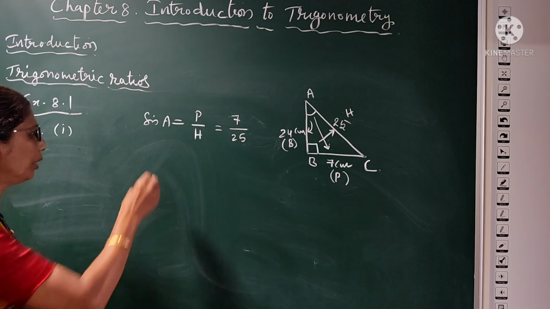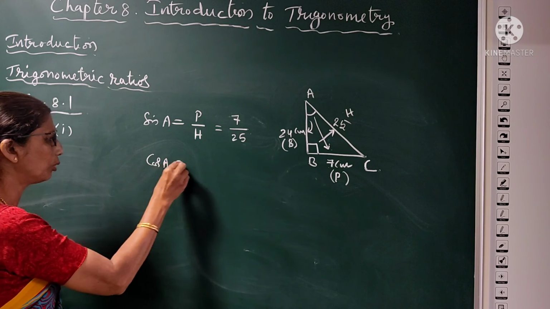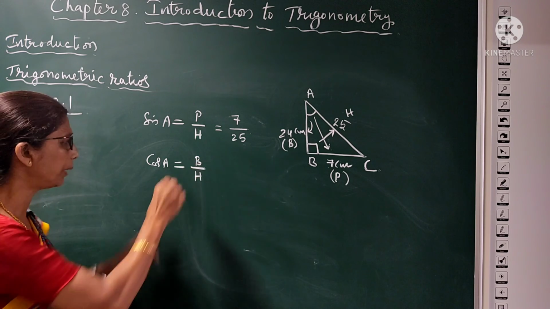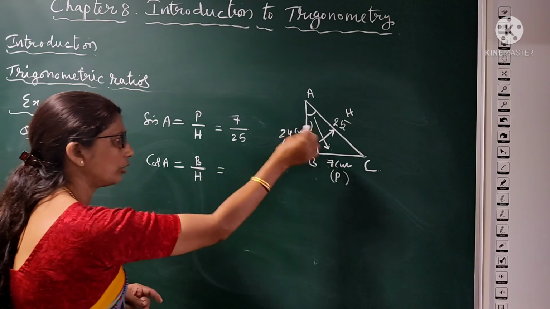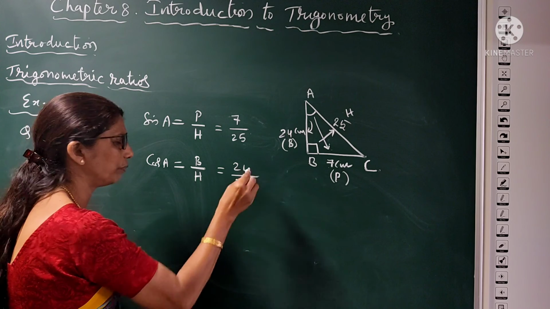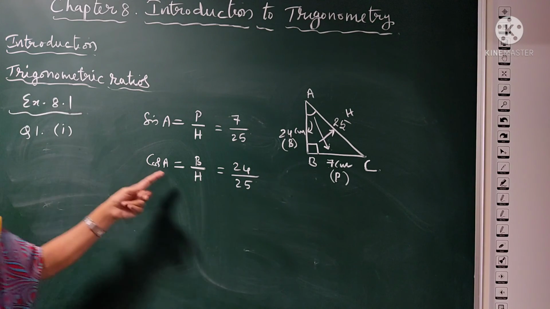Now after sin A you have to find cos A also. Cos A is equal to B upon H. Base upon hypotenuse. Here in case of A the base is 24 upon hypotenuse 25. This is the first part we completed.